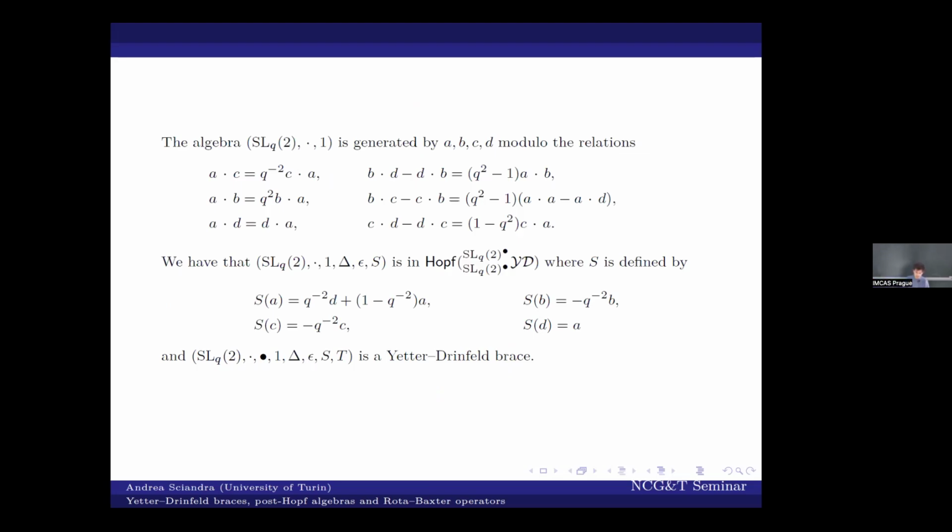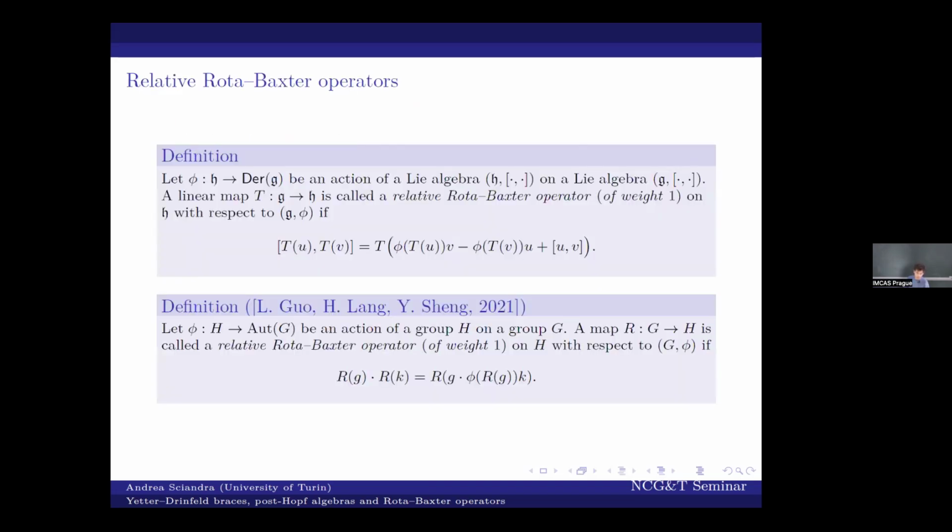Then in the last part, I would like to speak about a relative Rota-Baxter operator, which is the missing part of the puzzle. So we can define a Rota-Baxter operator on Lie algebras and on groups. The definition on groups is more recent, but we need more the one of Lie algebras. But we will also use this other one. So what is a relative Rota-Baxter operator?